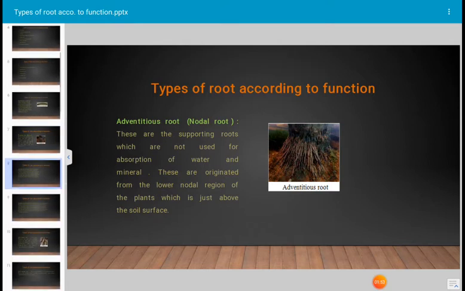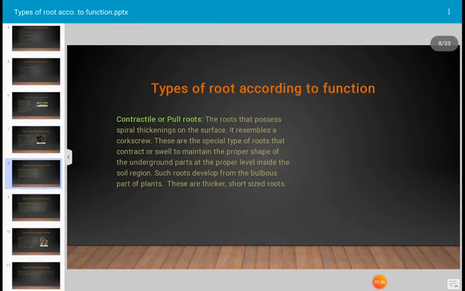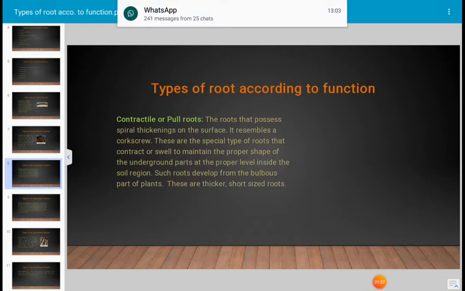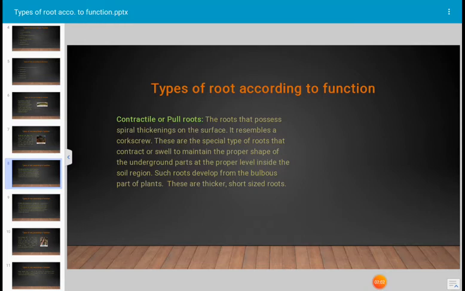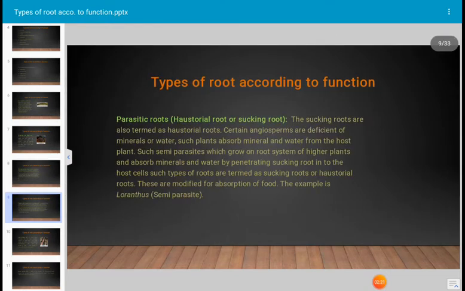Next, contractile root, the root that possesses spiral thickenings on the surface. It resembles a corkscrew. These are the special types of roots which contract or swell to maintain the proper shape of the underground part at a proper level inside the soil region. Such roots develop from the bulbous part of the plant. These are thicker, short-sized roots.